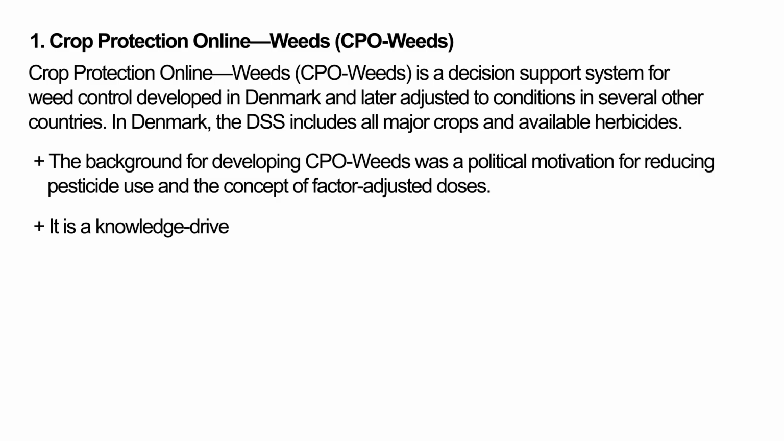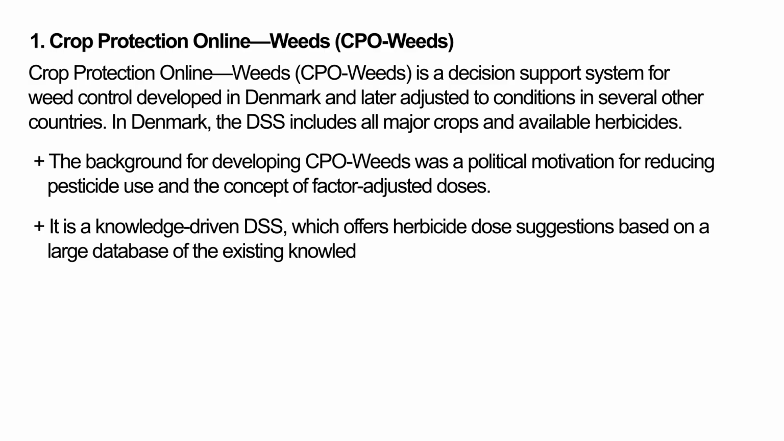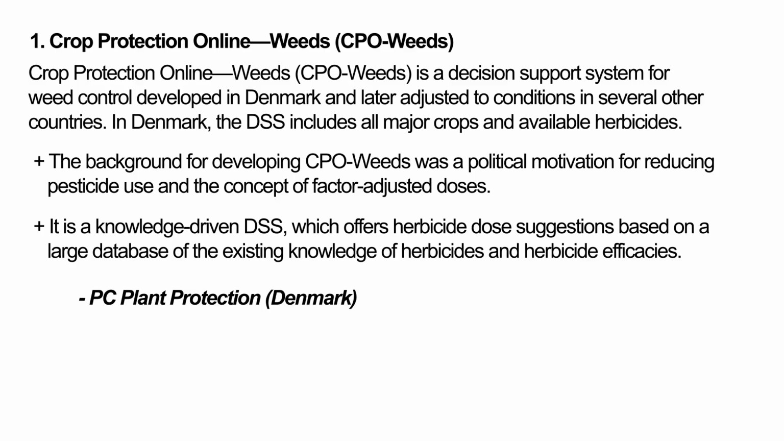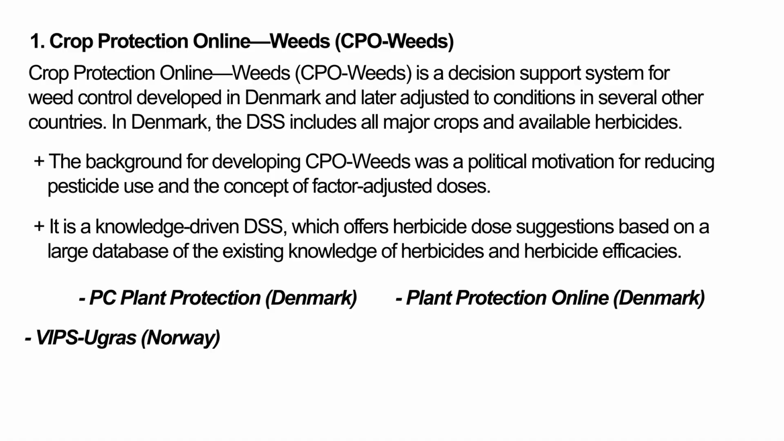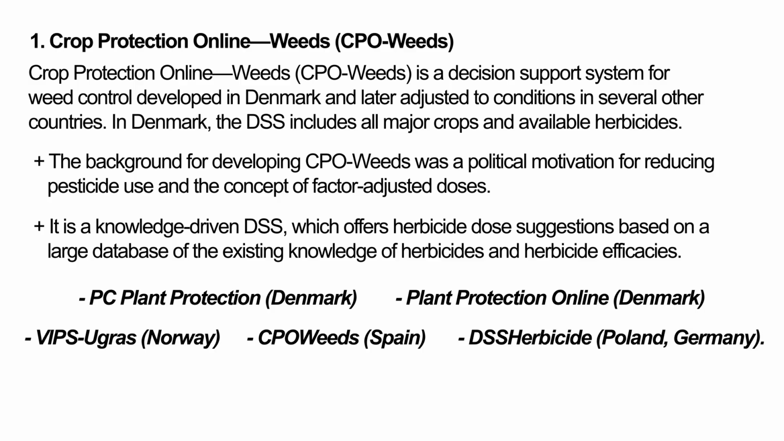It is a knowledge-driven DSS, which offers herbicide dose suggestions based on a large database of the existing knowledge of herbicides and herbicide efficacies. Several names for the system have been used in the English literature, including PC Plant Protection, Denmark, Plant Protection Online, Denmark, VIPS Ugras, Norway, CPO Weeds, Spain, and DSS Herbicide, Poland, Germany.